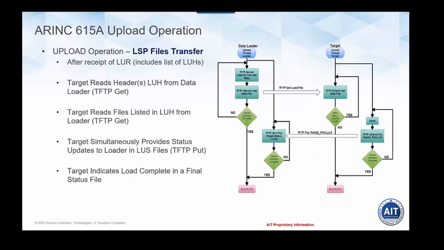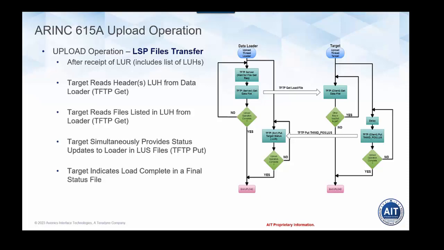Once the target receives that LUR file, it will go through and read from the data loader. So it'll issue a read request to the data loader for the header files that are specified in that LUR file. The data loader will then send those header files over to the target. The target can open those header files, which contain the list of all the actual avionics system files that are part of that loadable software part. The target then uses that file list in the header file to sequentially read each of those loadable software part files from the data loader.